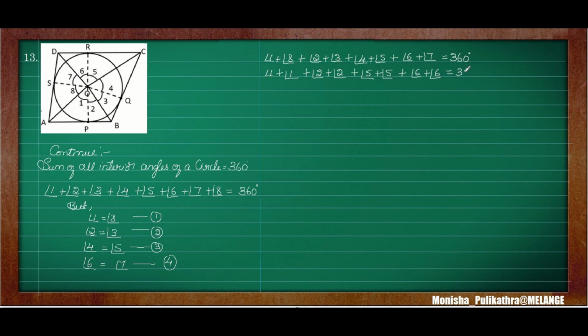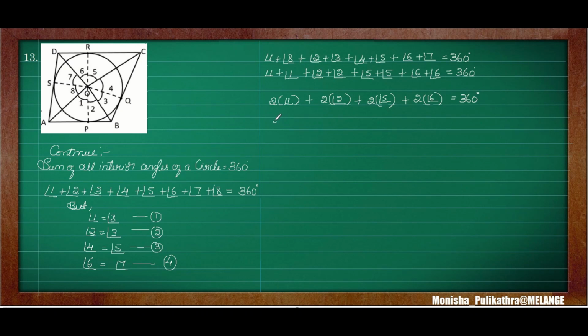Okay. So next, angle 1 plus angle 1 is 2 into angle 1. Here 2 into angle 2, that is the common which I have taken. That is, angle 2 plus angle 2 is 2 angle 2, plus here 2 angle 5 and 2 angle 6. Okay. So all these are equal to 360 degrees.